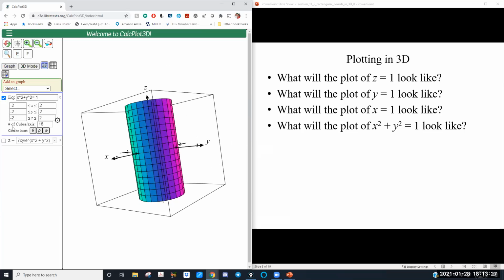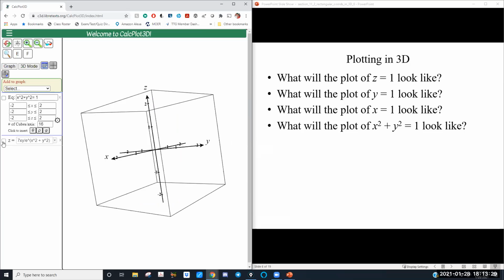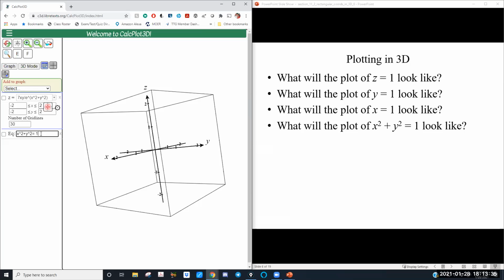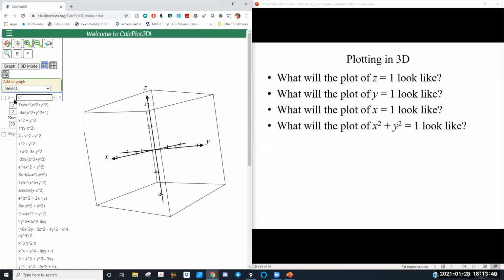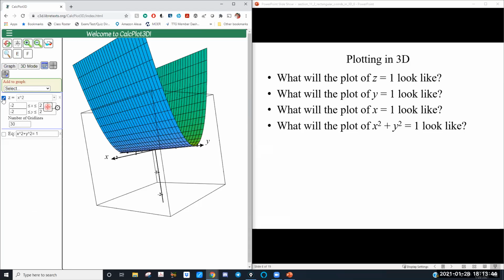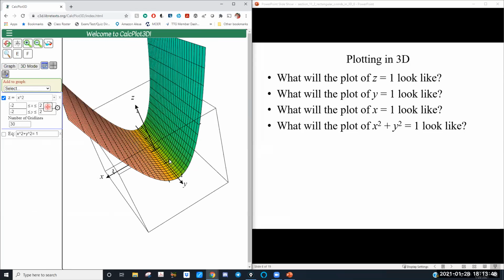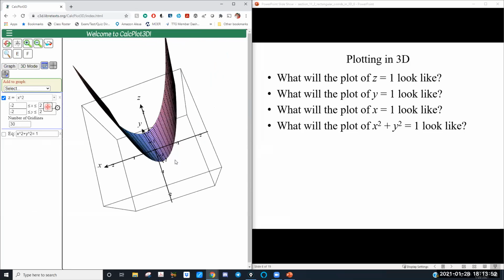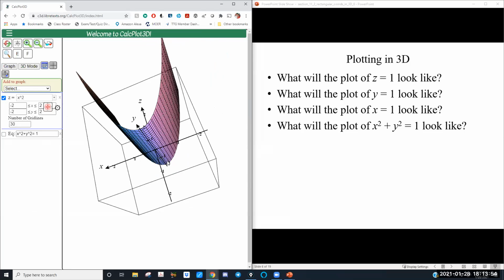You know, if we wanted to do, here's a cool one. Let's get rid of that. If you wanted to do z equals x squared, we know that x squared creates a parabola, but because there's no y, it just extends in the y direction. See how that vertex of the parabola just goes along the y-axis there?